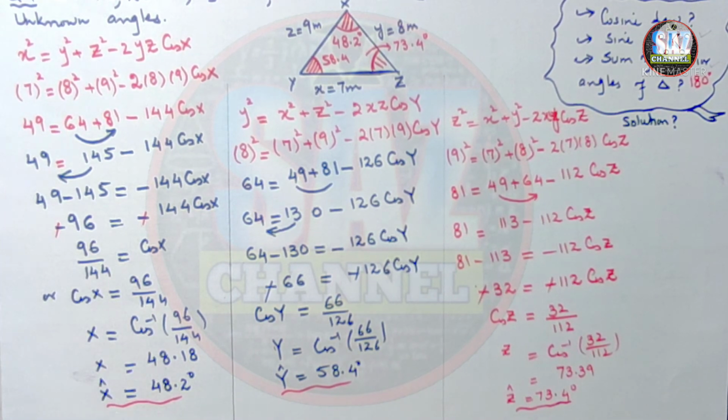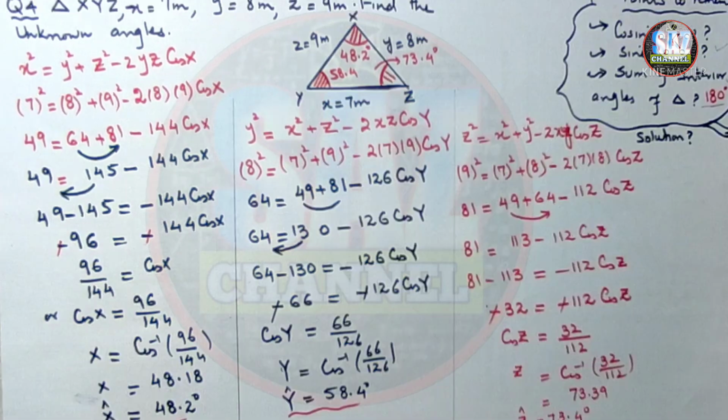Let me check whether my angles are correct. We know that the sum of interior angles of a triangle is 180 degrees. So 73.4 plus 58.4 plus 48.2 gives me 180 degrees. The sum of interior angles of the triangle that we are getting in this question is adding up to 180 degrees. I hope students, you are really clear about today's class.